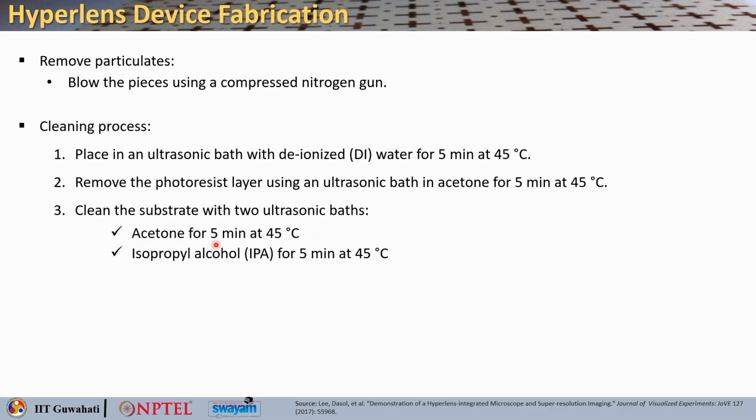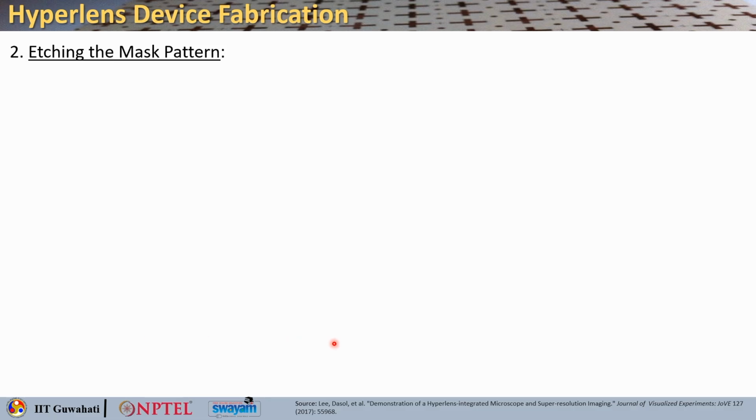One is acetone for 5 minutes at 48°, and then you take isopropyl alcohol for 5 minutes at 48° centigrade. So, the final step would be to dry the substrate using a compressed nitrogen gun. So, that is how your substrate gets ready.